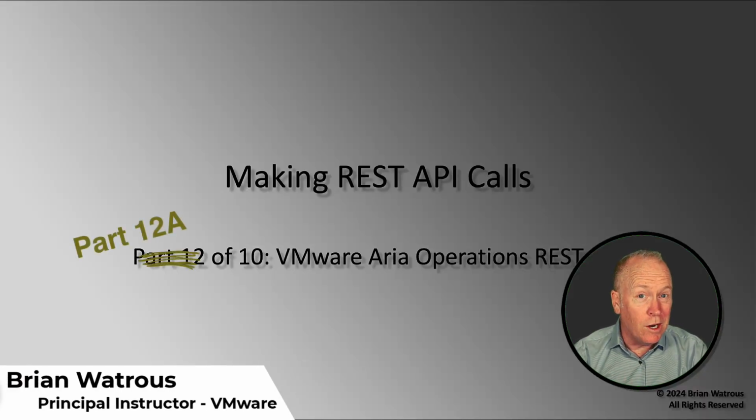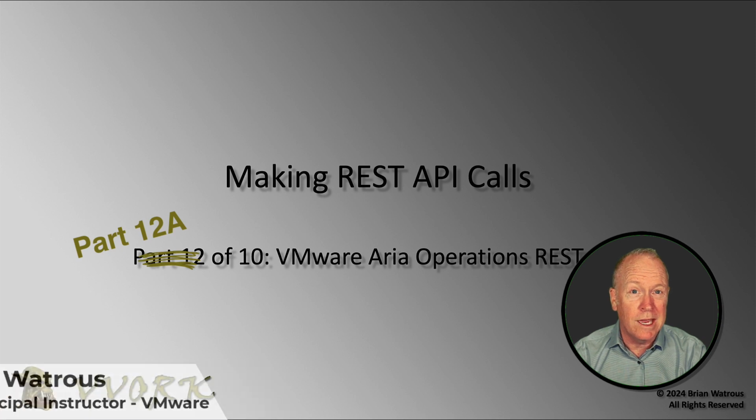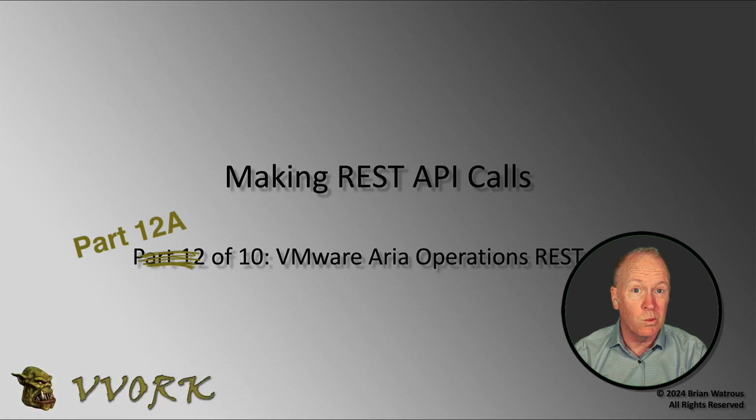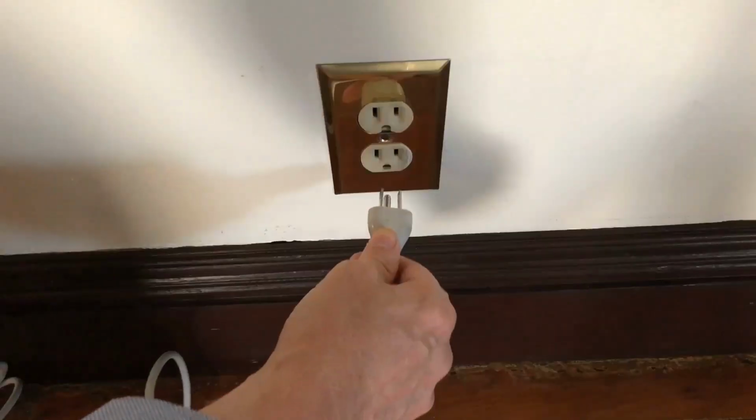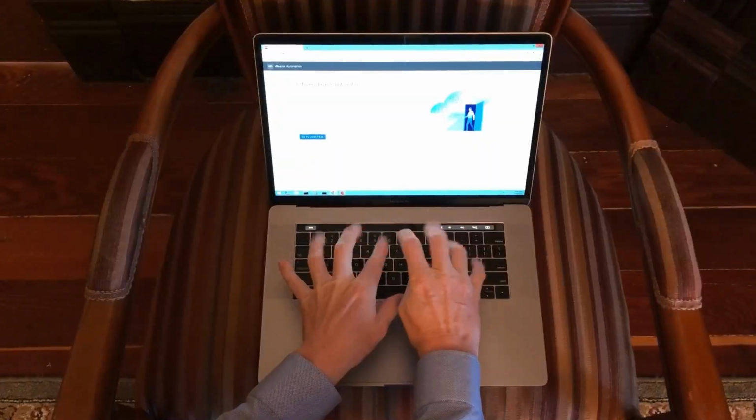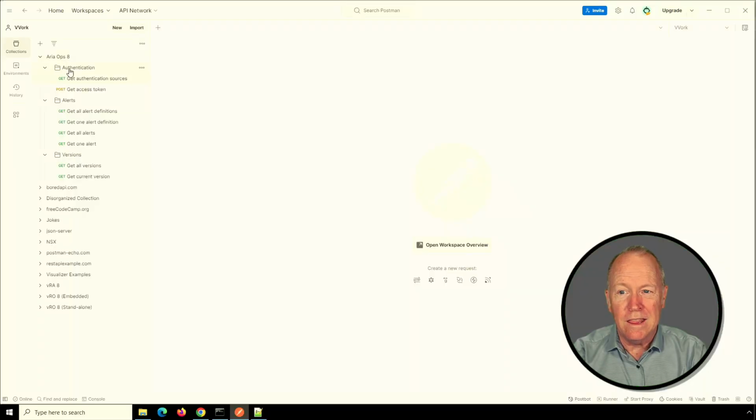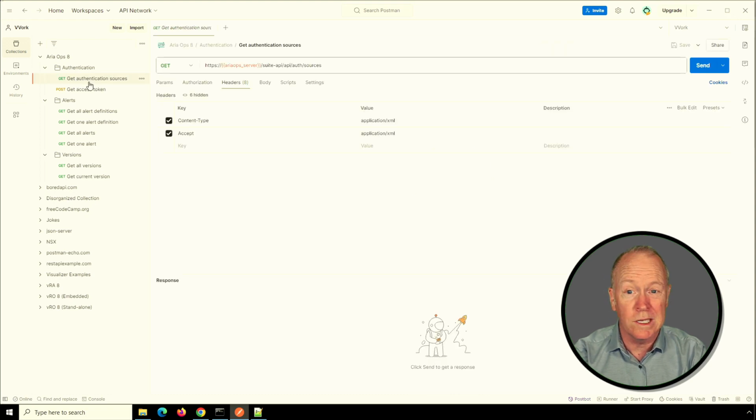In this video, we're going to take a look at how to authenticate to the Aria Operations REST API. Let's go see how to do that in the lab environment. In the folder labeled Authentication, we have an operation defined called get authentication sources.